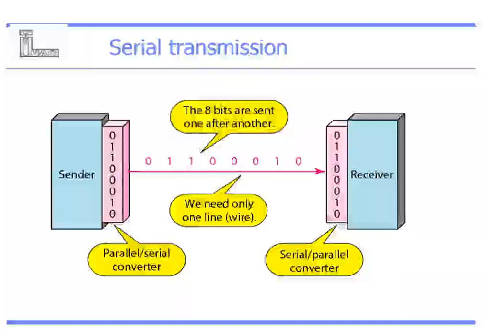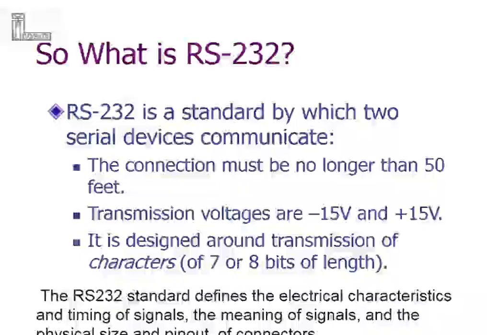So, what is RS232? RS232 is a standard by which two serial devices communicate. The connection must be no longer than 50 feet. The transmission voltages are approximately minus 15 volt and plus 15 volt. Minus 15 volt for one level, logic 1, plus 15 for logic 0. It is negative logic. It is designed for transmission of characters of either 7-bit or 8-bit in length. Therefore, the RS232 standard defines electrical characteristics, timing, meaning of signals, and the physical size and pin out of connectors.